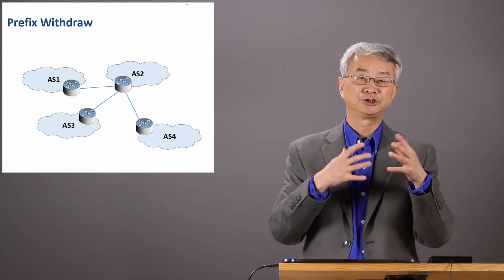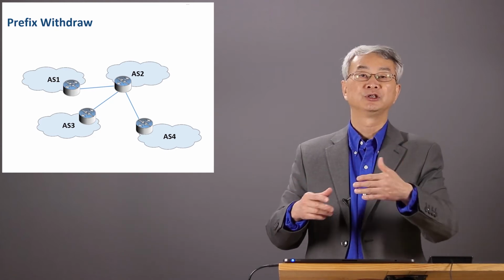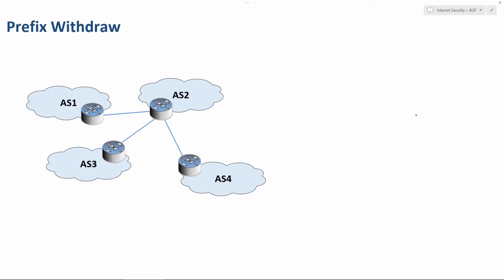And sometimes a change has been made and you can no longer reach destination P. For example, if everybody tells you, I can no longer reach P, they actually withdraw their route to P, because something happened on the internet. They call it a withdrawal. So P is no longer reachable, and they're going to tell you, I have told you that I can reach destination P, but I no longer can reach it, so I am going to withdraw. So this is a withdraw message.